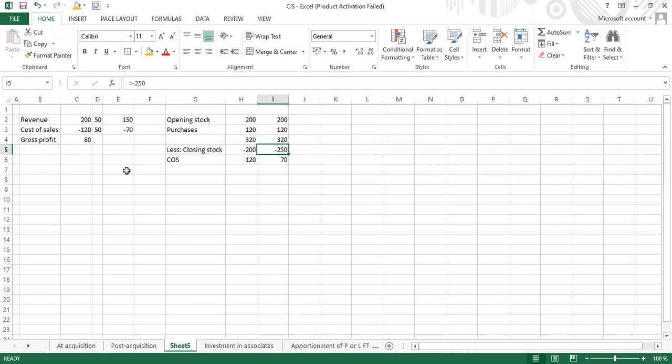So the unrealized profit is coming from the sales, the profit that whoever sold has made. Yeah, they now pushed it to the buyer. Who is the related party? Yeah. All right.